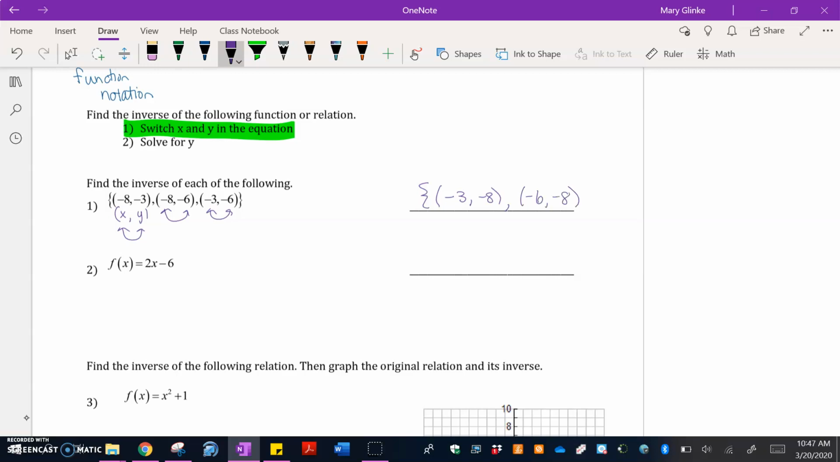Same thing with the next one. It's going to become -6, -8. And our last one is going to become -6, -3.